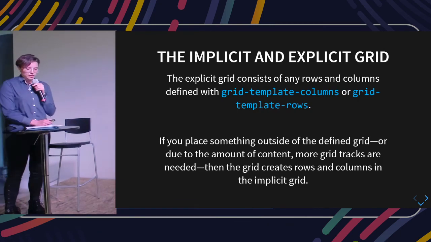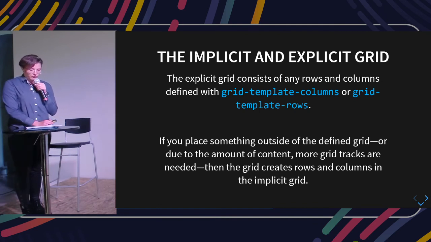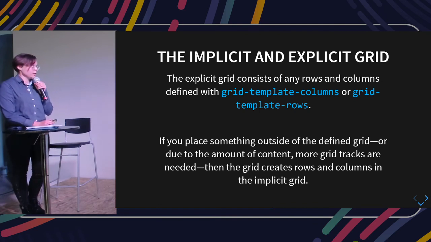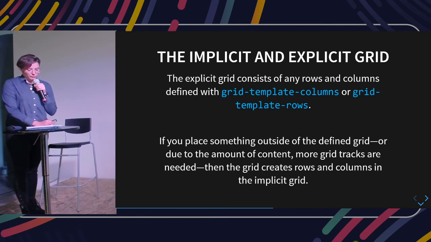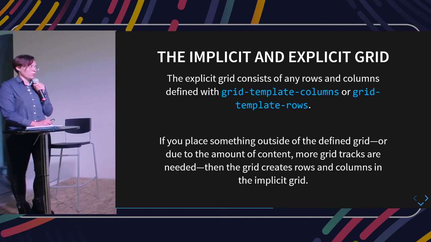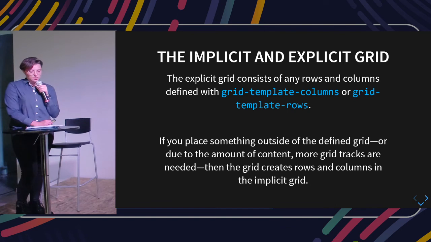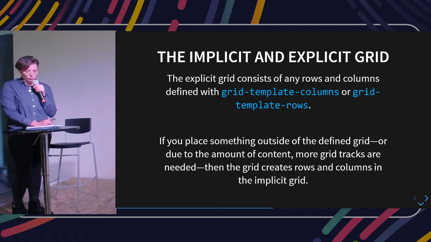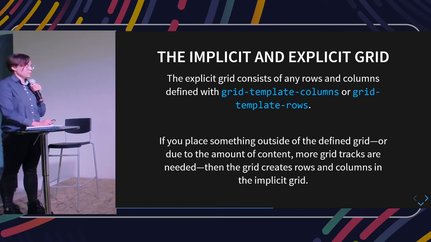When we created our example grid, we specifically defined our column tracks with the grid-template-columns property, but the grid also created rows on its own. These rows are part of the implicit grid. The explicit grid consists of any rows and columns defined with the grid-template-columns or grid-template-rows properties. If you place something outside of the defined grid, the grid creates rows and columns in the implicit grid.